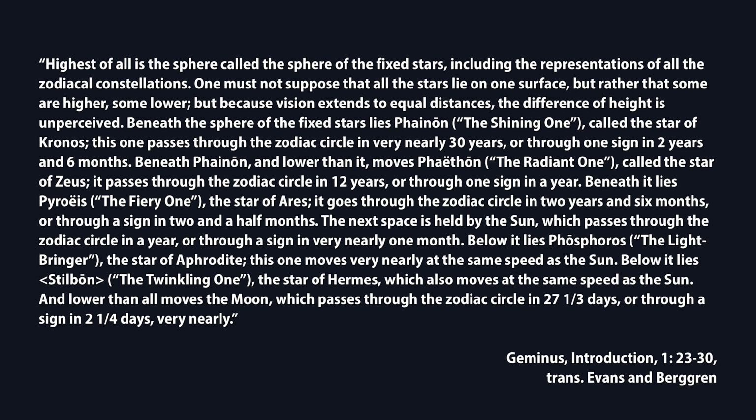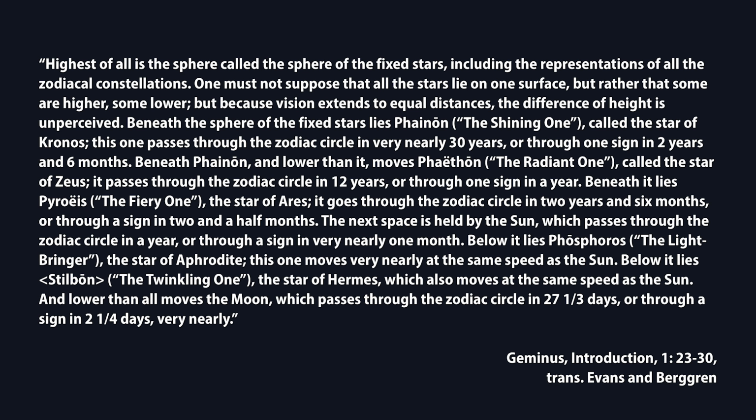Beneath the sphere of the fixed stars lies Phaenon, the shining one, called the star of Kronos. This one passes through the zodiac circle in very nearly 30 years, or through one sign in 2 years and 6 months. Beneath Phaenon and lower than it moves Phaethon, the radiant one, called the star of Zeus.